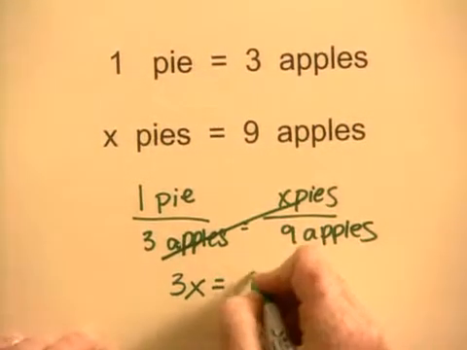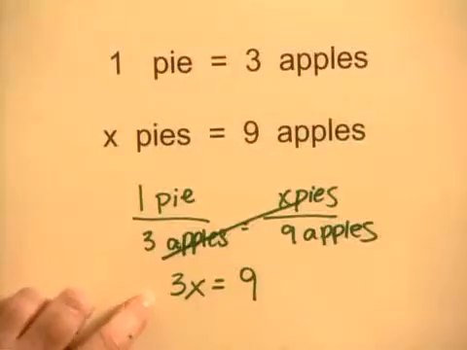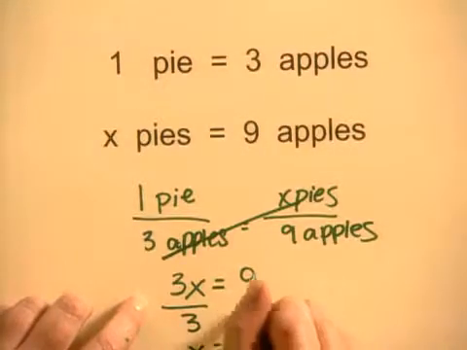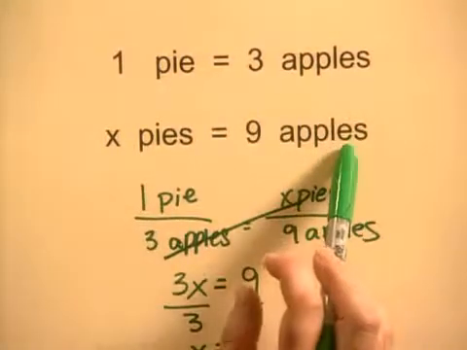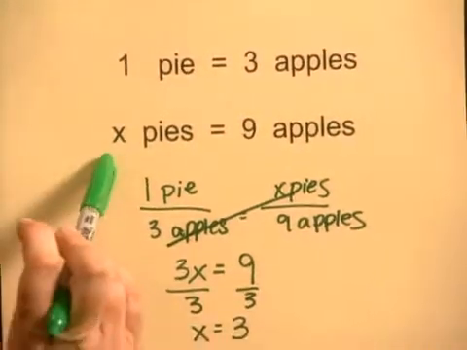9. Okay? To get x by itself, we need to divide both sides by the 3. So 3x divided by 3 is x. What's 9 divided by 3? 3. So x equals 3. Good job. So if you have 9 apples, you can make 3 pies.